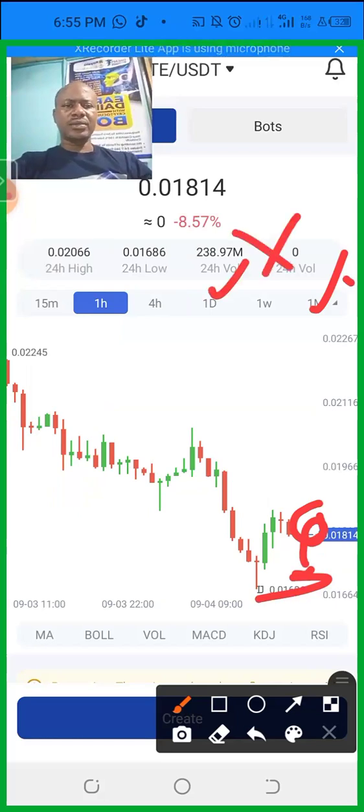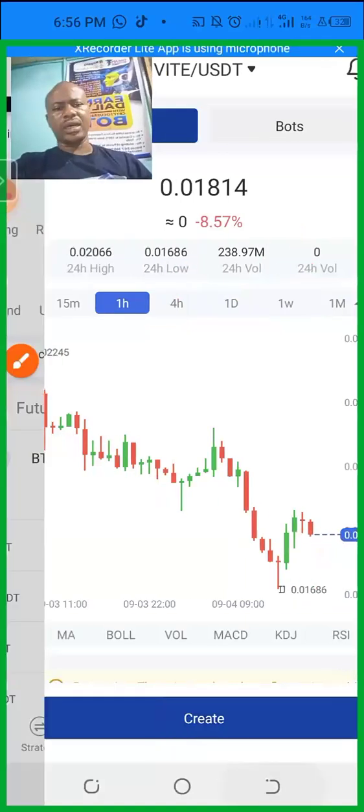On the 4 hours, I'm not too comfortable with it. The 4 hour chart is on a downward trend, but I will not enter. I will still look for other coins.